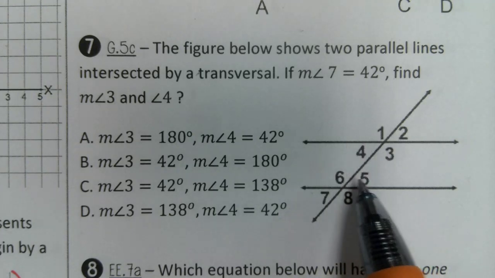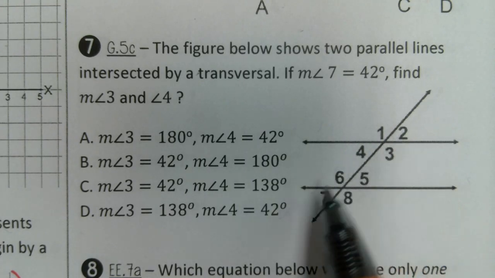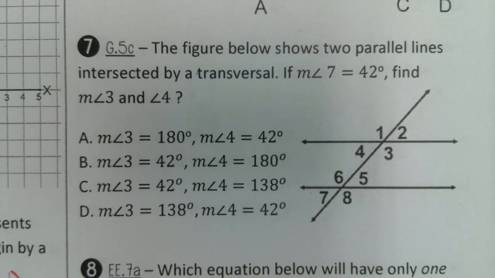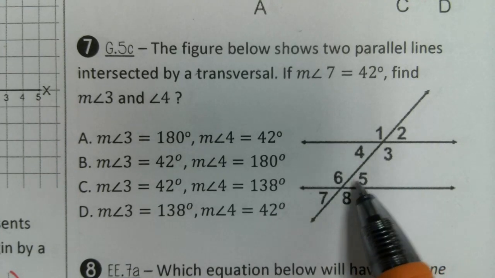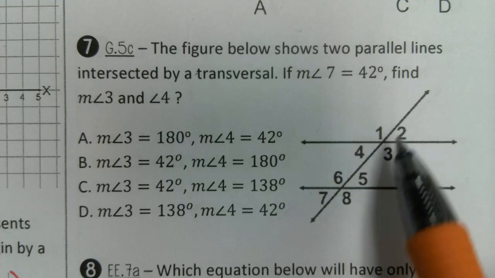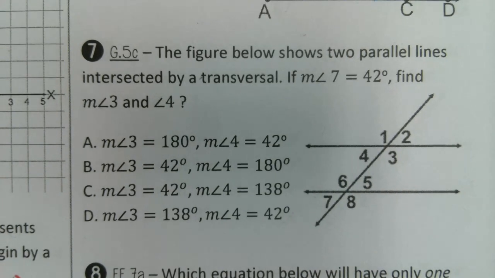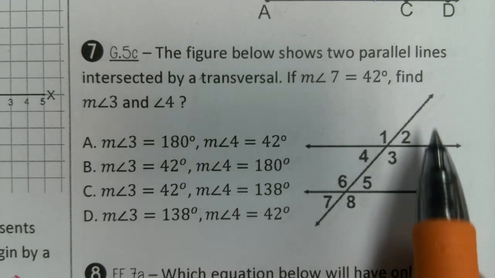Those are alternate interior, while alternate exterior, 1 and 8, 2 and 7, those are your alternate exterior angles. So a bunch of terminology going on with this. And we also had consecutive interior or same side interior, and we could call those consecutive exterior if we wanted to.